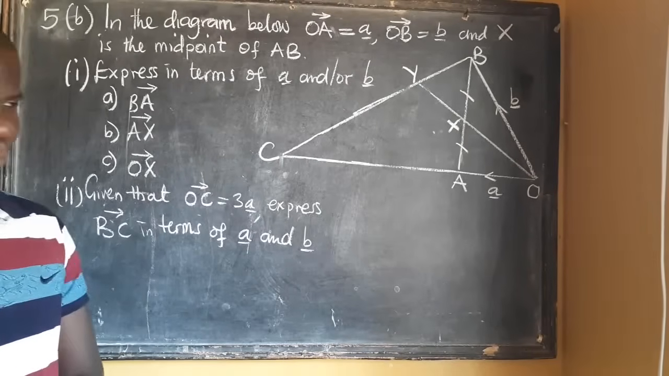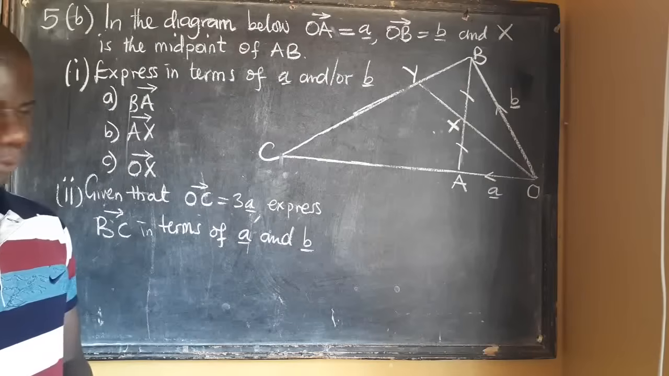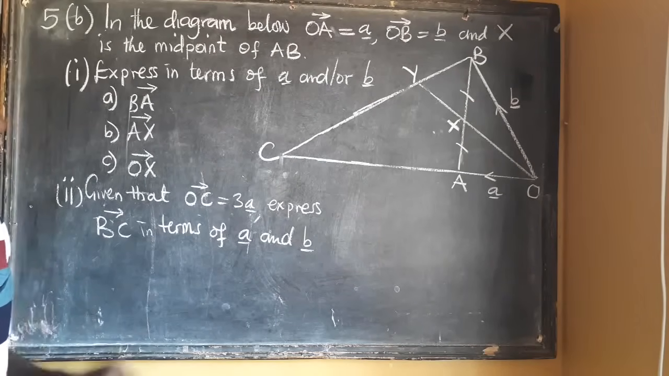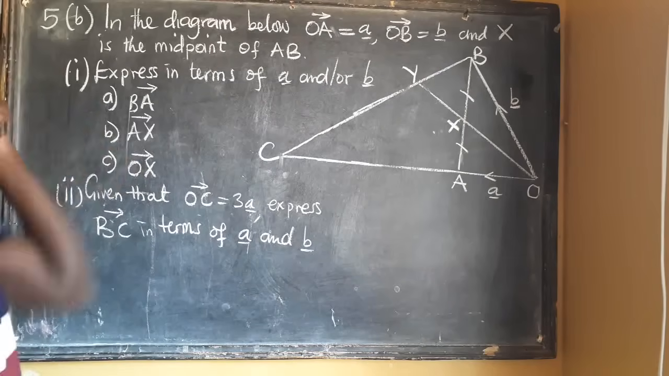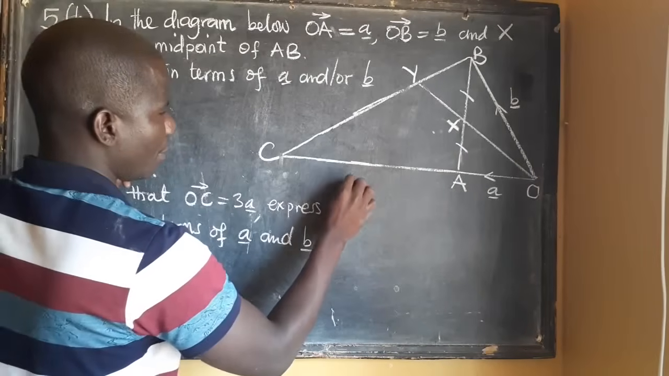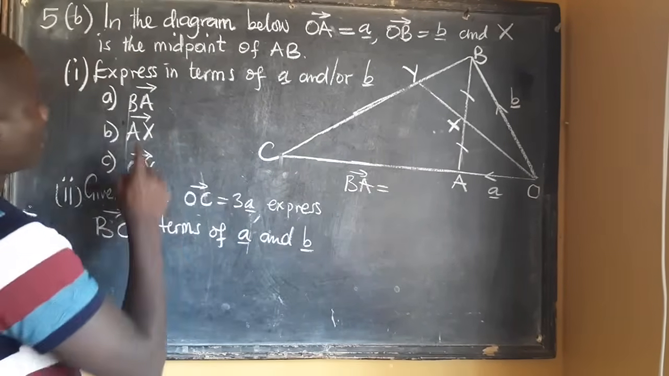So what are we supposed to do? All right. What are we supposed to do? I want you to pay particular attention. All right. So what we are supposed to do here, we start with the first one. BA, okay?